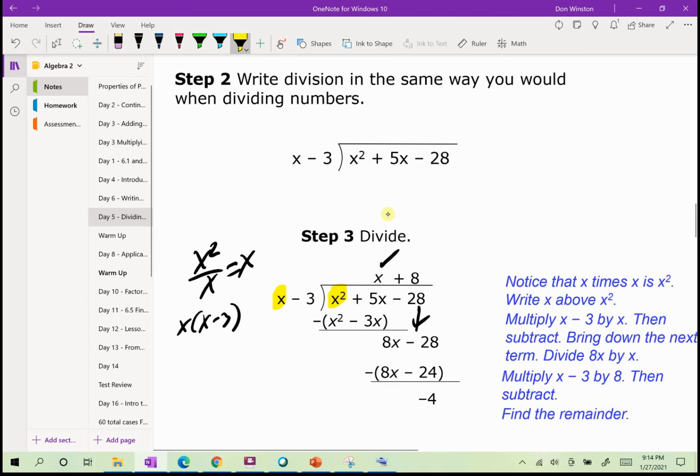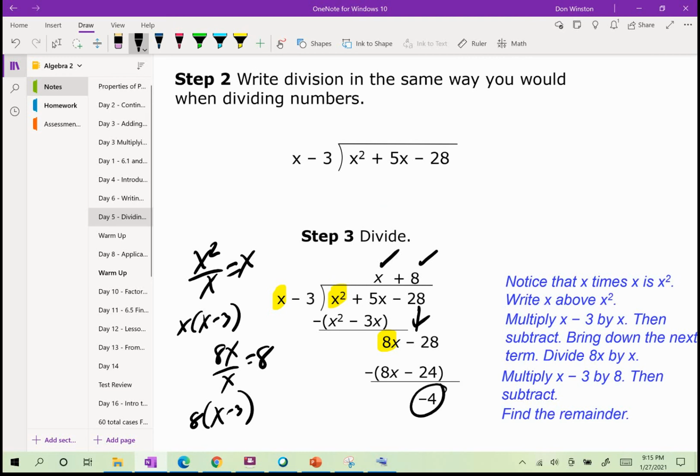Then again, I take the leading terms, 8x divided by x. That gives me 8. So I'll put that there, positive 8. And then again, we take 8 times x minus 3, and that gives me 8x minus 24. And then we subtract. And so a negative 28 minus a negative 24 gives me negative 4. So x minus 3 was not a factor of x squared plus 5x minus 28. We didn't get a remainder.